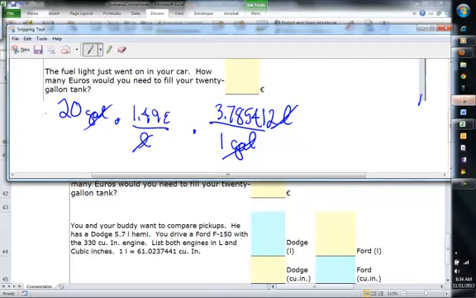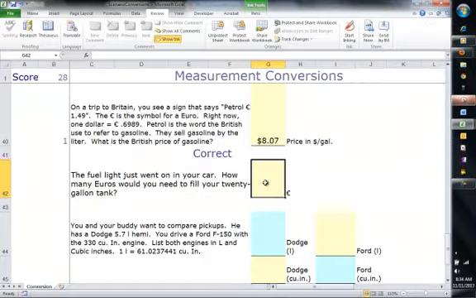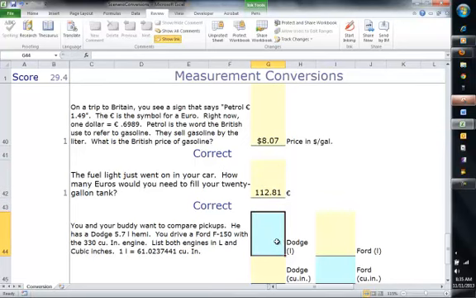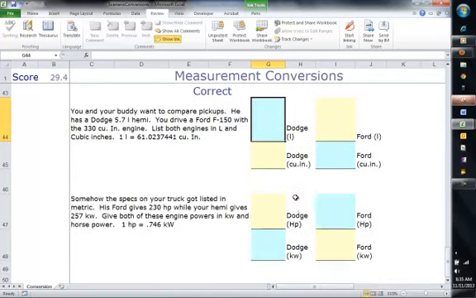So we're going to put 20 times the price per euro times the number of liters per gallon. So equals 20 times the price in euros, 1.49, times the liters in a gallon, 3.785412. And we get 112 euros. Okay, next one.